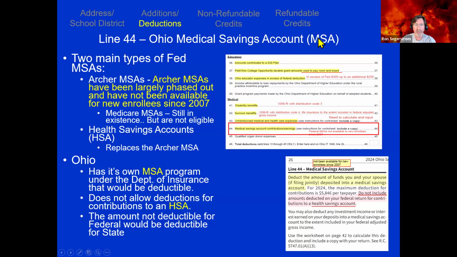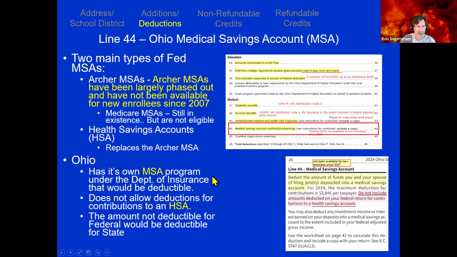Line 44, Ohio Medical Savings Account. Again, we talked about medical savings accounts. They did exist on the federal side, but they pretty much stopped since 2007, although there is technically still a Medicare medical savings account in existence. But specifically, this refers to the Ohio medical savings account. When you go in there, it says for the Ohio, when you put it in TaxSlayer, it's for the Ohio medical savings account. So any amount that you put into that would be deductible.